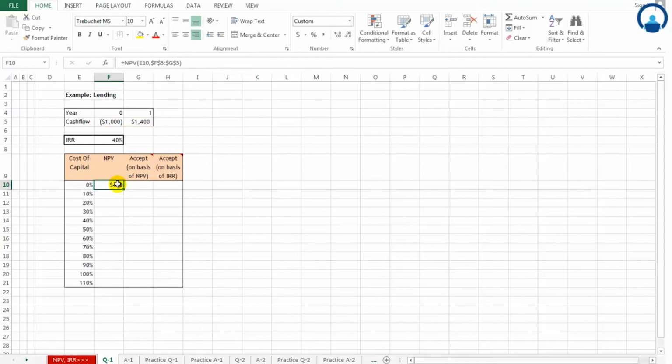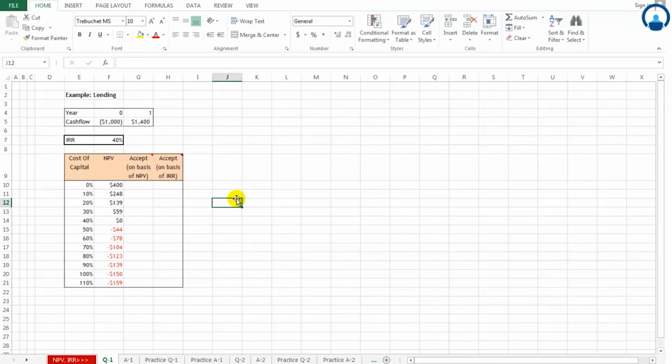Fine, so we have got the NPV at 0%. We'll simply drag this across since we have done the necessary referencing. If you want to check, press F2 and you will find E15, which is the cost of capital, comma, and the cash flows have remained intact since we used the referencing.